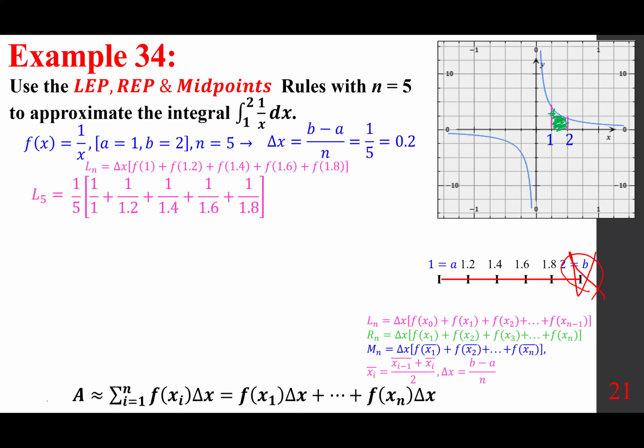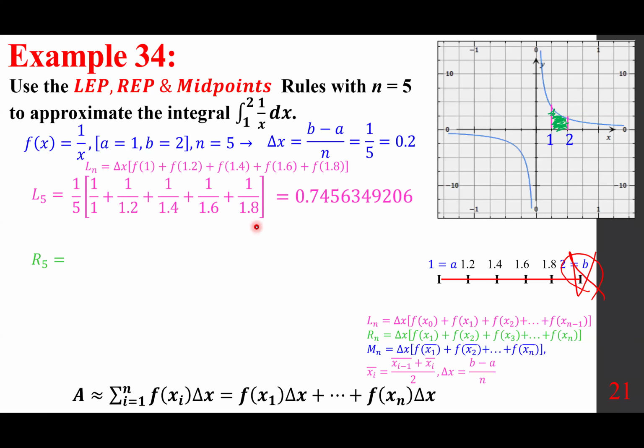Now, what is f of 1? 1 over x, 1 over 1. F of 1.2, 1 over 1.2. F of 1.4, 1 over 1.4. F of 1.6, 1 over 1.6, f of 1.8, 1 over 1.8. You put it into a calculator, you come up with the answer. So that's for the left endpoints.